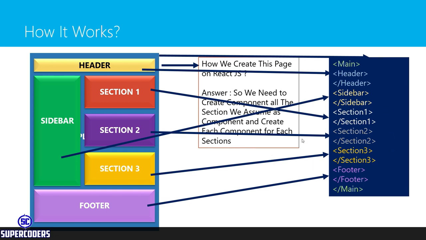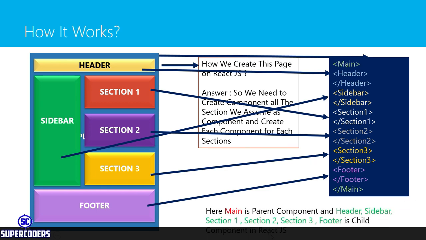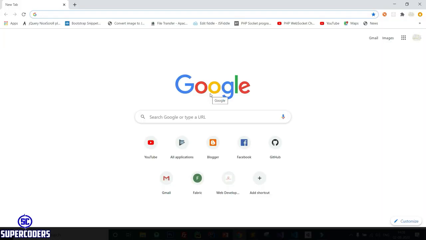Then we merge all things in a single file which shows our data in our web page. So here main is our parent component or main component. Main is the parent component and header, sidebar, section 1, section 2, footer and everything else are known as child components. I am going to create a simple example of this structure in React.js. So let's get started. Now first let's open Visual Studio Code.